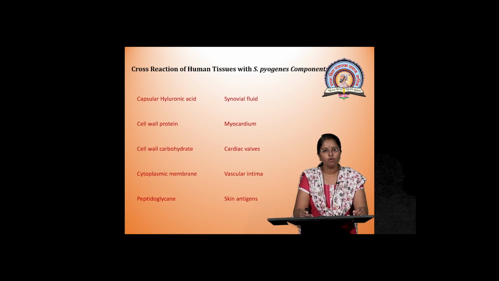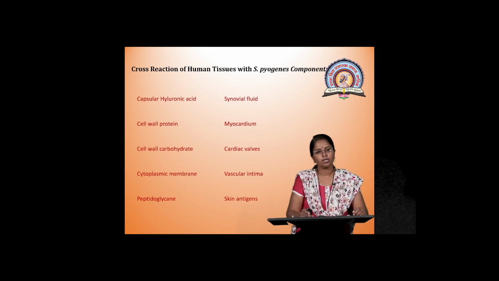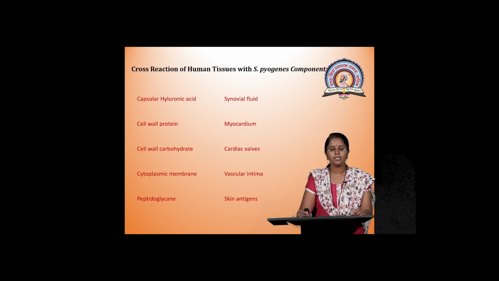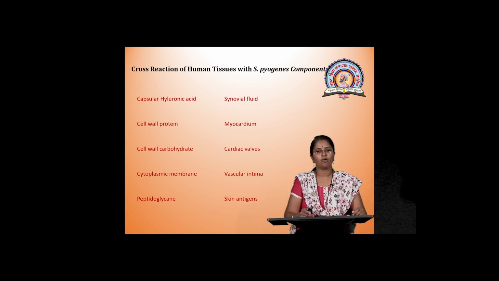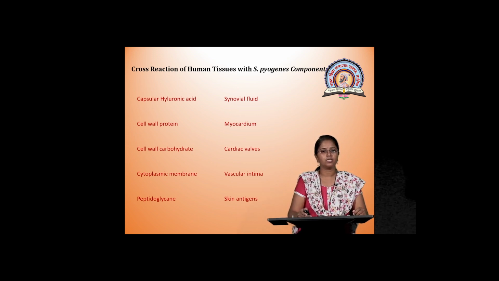Cross reaction of human tissue with Streptococcus pyogenes components. As we know, cross reactivity is one of the properties of the body in which the body produces antibodies against an antigen, but the nature of the antigen is similar to the pathogen antigen. So the antibodies produced by the body, which act on the pathogen antigen, at the same time affect our body. That is known as cross reaction.